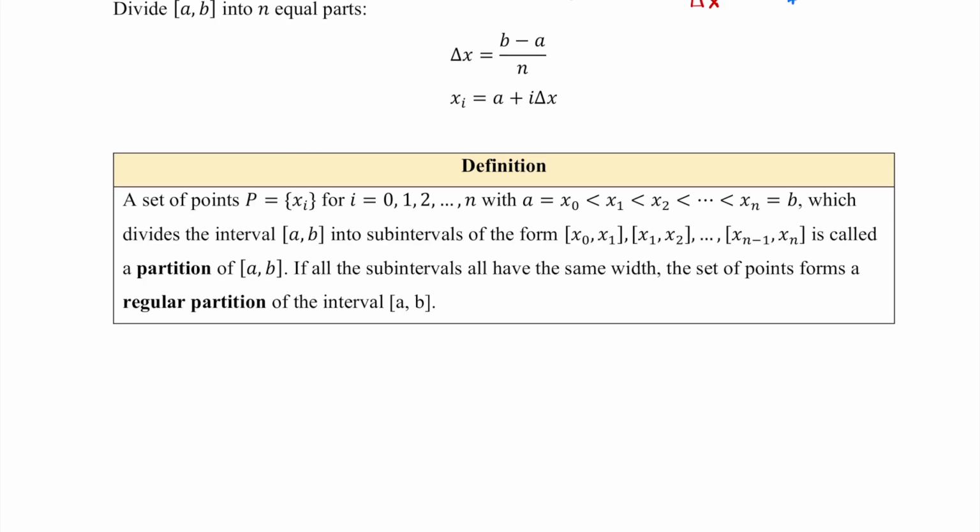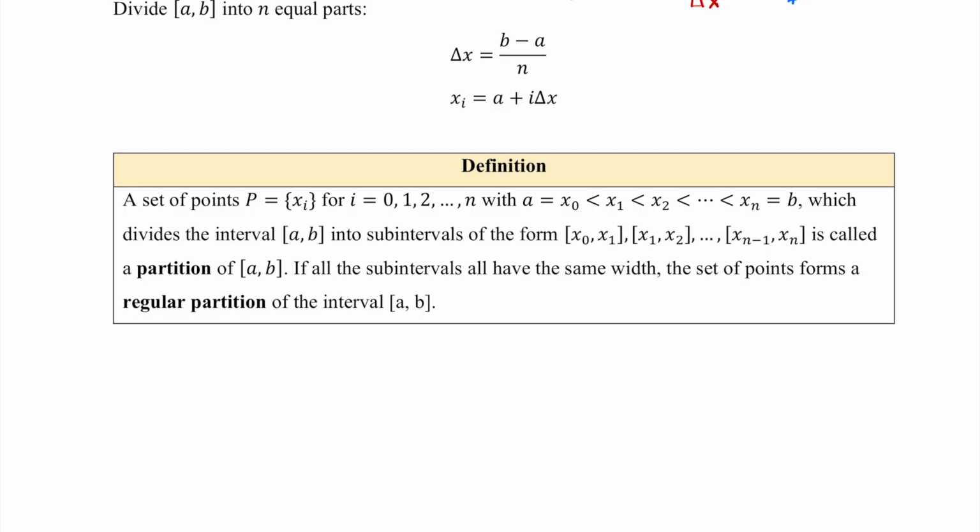Now let's define an important term. A partition is just a set of points, x0, x1, x2, x3, all the way to xn, where x0 is less than x1, is less than x2, is less than x3, and so on. And x0 is a, and xn is b. So basically, we are splitting the interval from a to b into smaller pieces. Each small piece is called a subinterval.